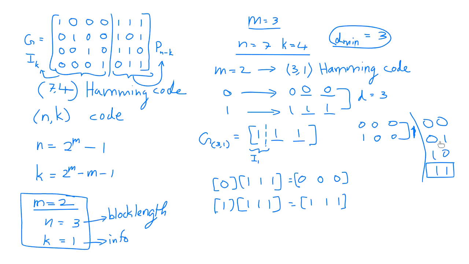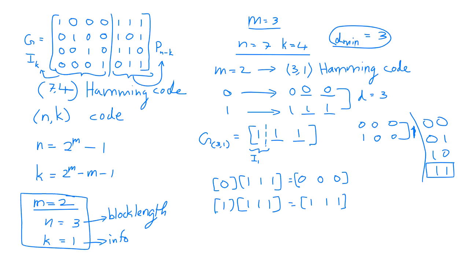If you choose any of the other three values 0 0 or 0 1 or 1 0, you will find that the Hamming distance is less than 3. For example, for 0 0 the Hamming distance is 1. For 0 1 and 1 0, let me do that also.